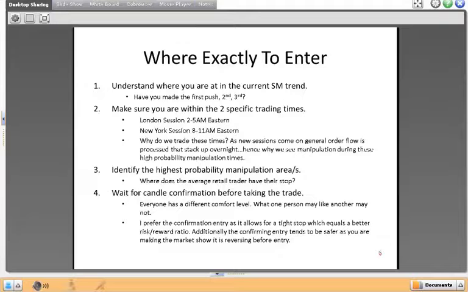Okay, so the fourth point here. Third point, again, wait for the high probability manipulation areas. We'll discuss what those are coming up. Fourth point, wait for candle confirmation before taking a trade. And this specific point is more directly guided towards the original question, which is where exactly to enter.